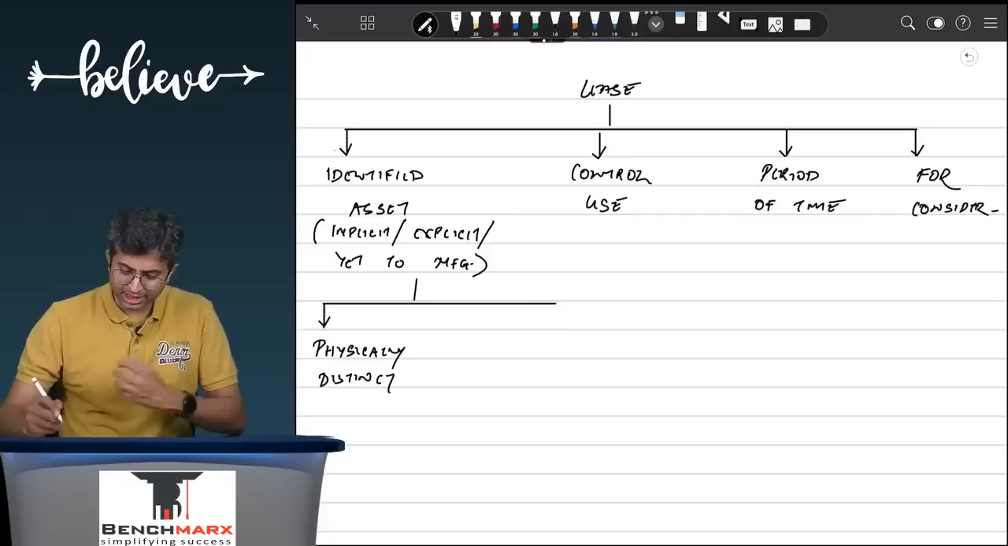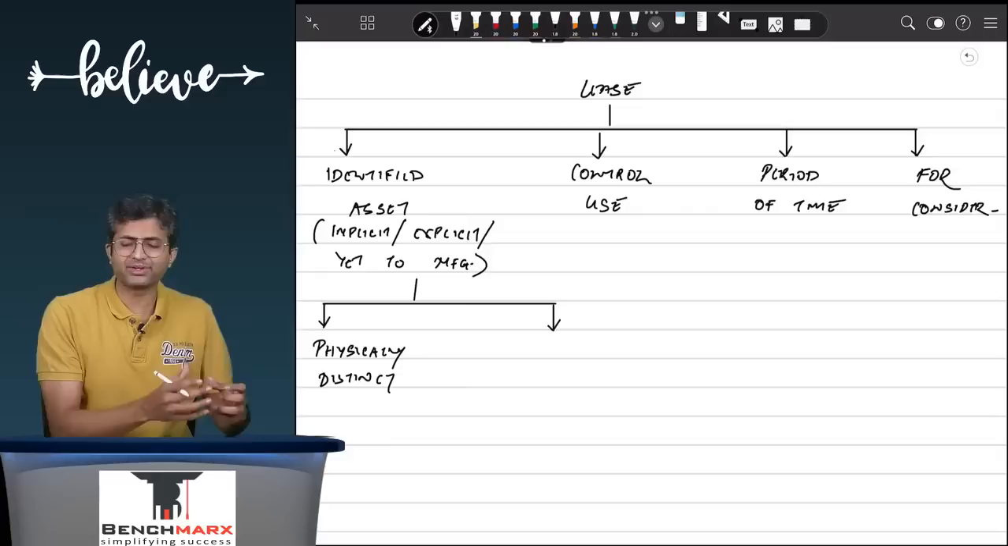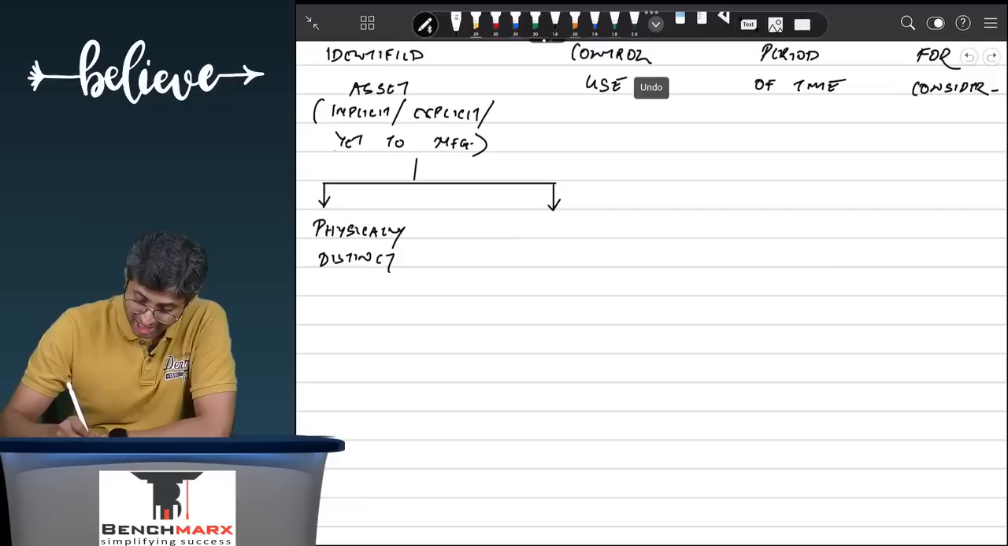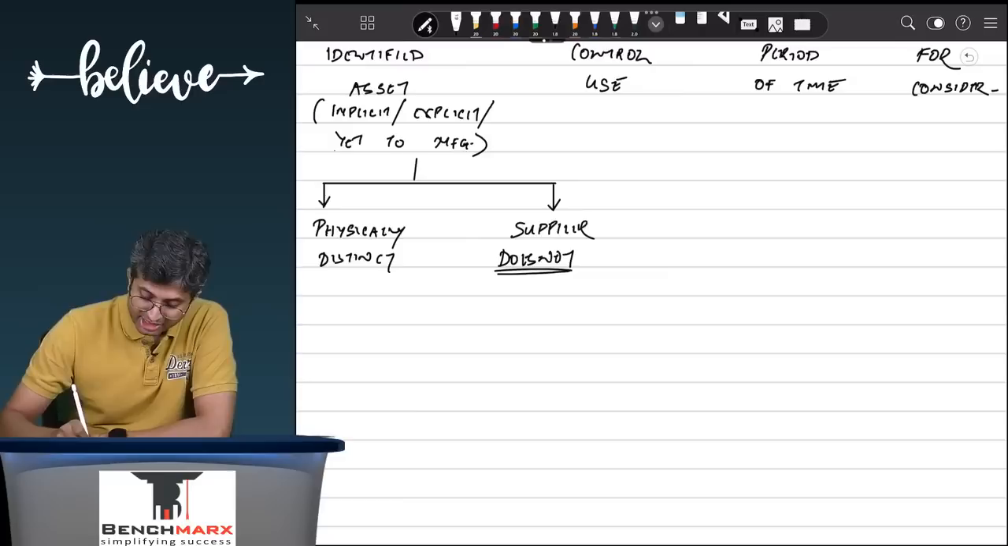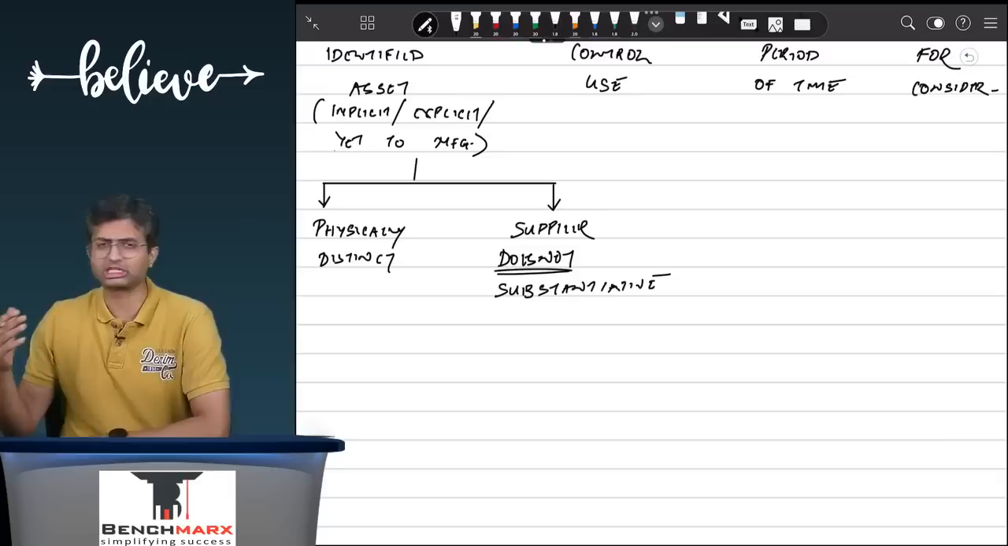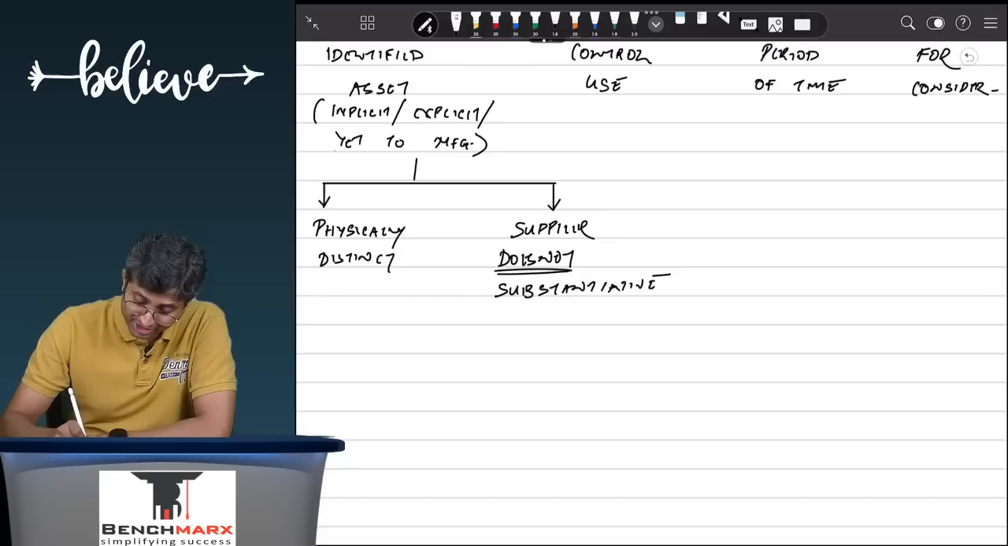That is, it has to be physically separate, or if it is a capacity driven asset, substantially all of the capacity has to be enjoyed by the entity. And it is an asset where the supplier, that is the lessor, does not have substantive substitution rights. What does it mean? It means that the lessor cannot substitute the asset for any other asset during the tenure of the contract, does not have substantive substitution rights.